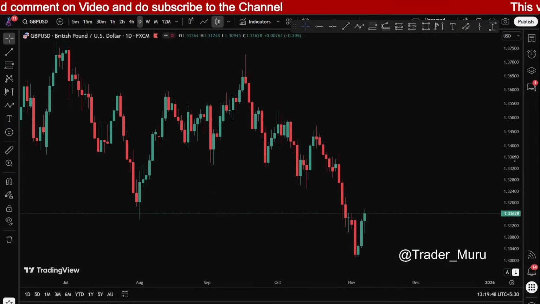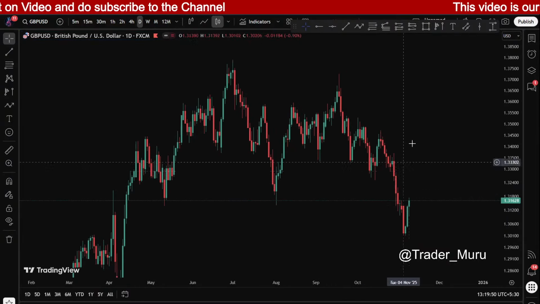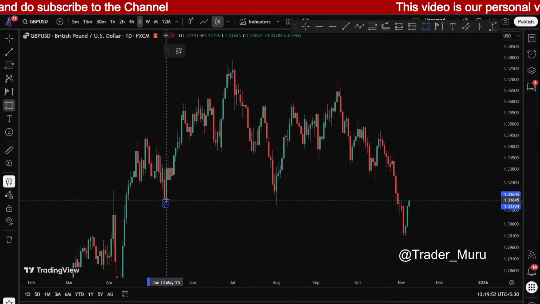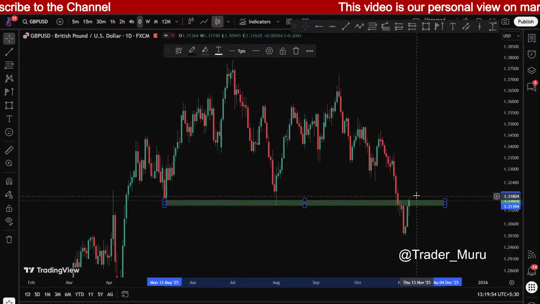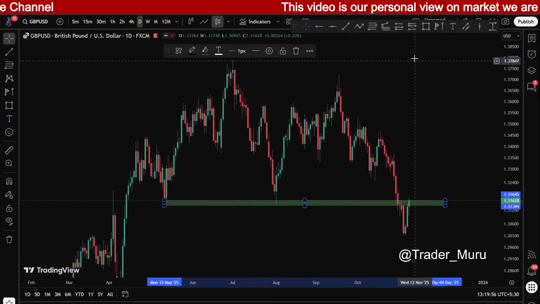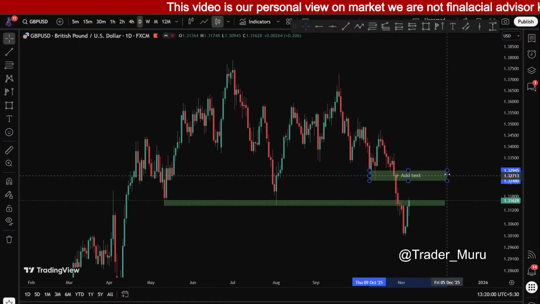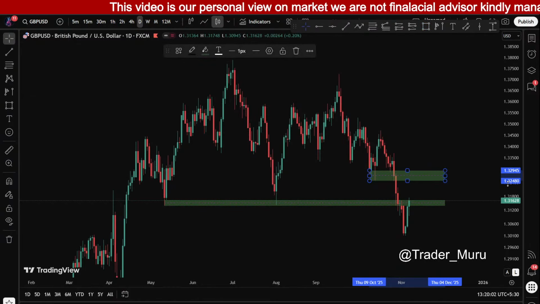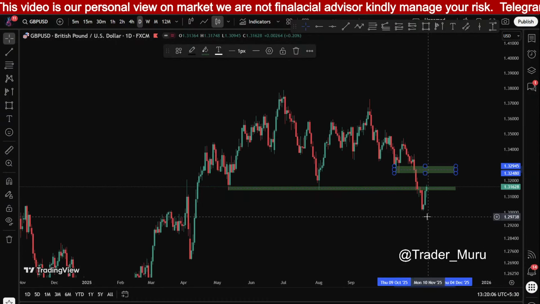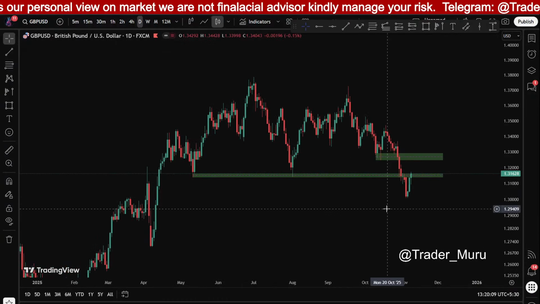GBP is bearish right now. If it flips back above the zone, then the maximum you can expect right now is this one, 1.32 to 1.2945. It is bearish right now, GBP.